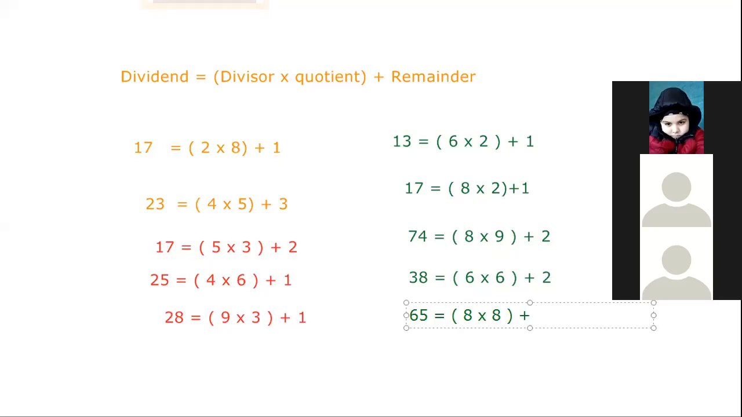What? If 8 times 8 is 64, then what's the remainder? Remainder is 5. Yeah, Miss, 64. And the number is 65. Then what's the remainder? 1.